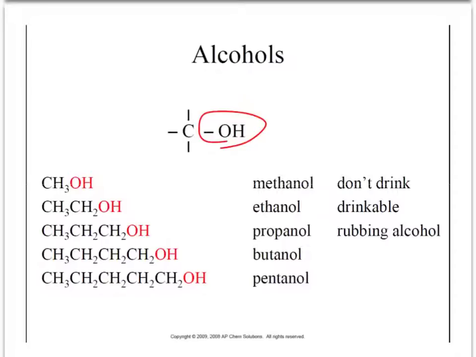Naming these guys, so this right here would be methane, and it's methane with an OH group on it, so we drop the E and add an OL. So methane becomes methanol, ethane becomes ethanol, propane becomes propanol with that OH group.